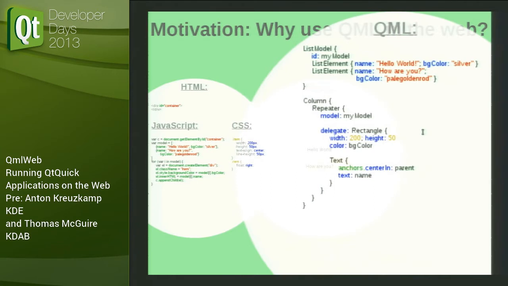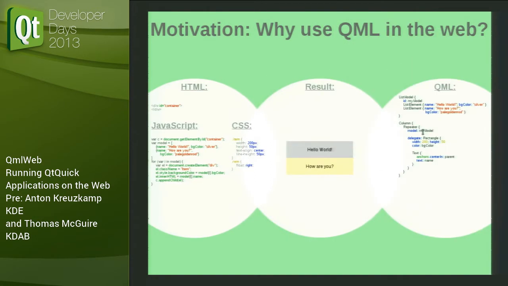Here we have our content that would be dynamically created, but we say we want a column with dynamically created content fed by my model, and each element should be a rectangle 200 by 50 pixels. The color should be the background color from the model. Inside we want a centered text with the name from the model. So the conclusion is, here we don't have any business logic. We only have UI. In HTML, we need JavaScript to create the UI. In QML, we only have the UI.